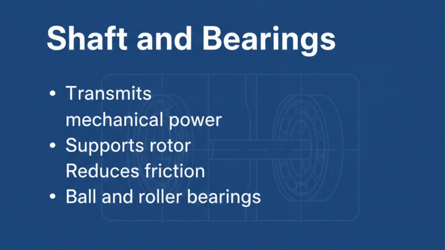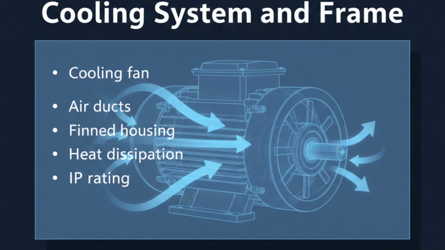The shaft is used to transmit mechanical power to the load, and bearings support smooth rotation while reducing friction. Commonly ball or roller bearings are used. To remove heat produced during operation, cooling fans are mounted on the shaft, and air ducts along with finned frames help in heat dissipation, while the outer frame also provides mechanical protection and is rated by IP numbers.